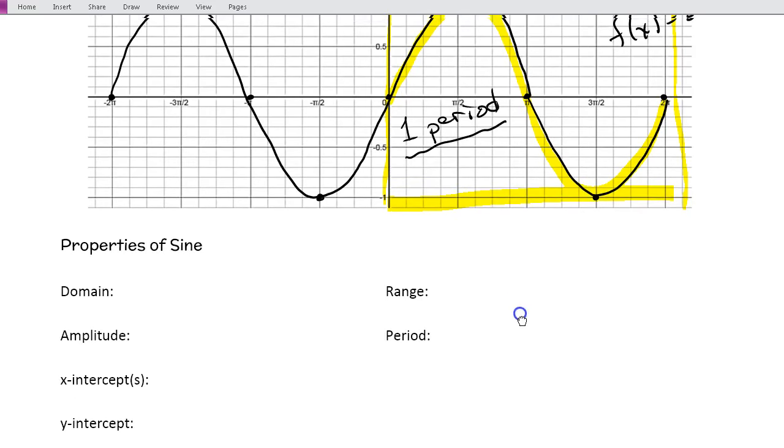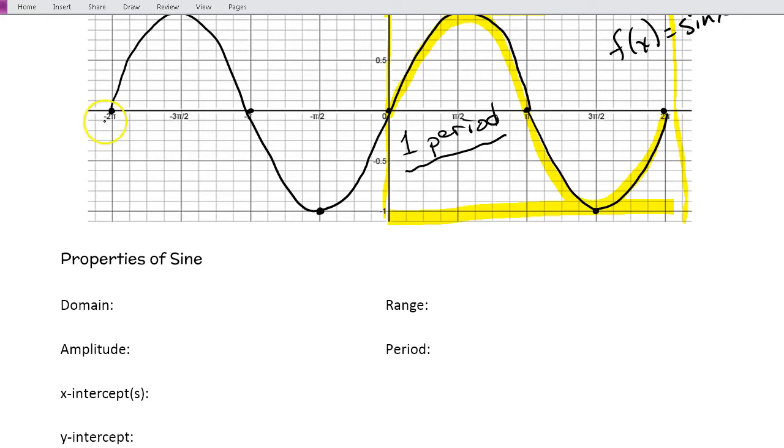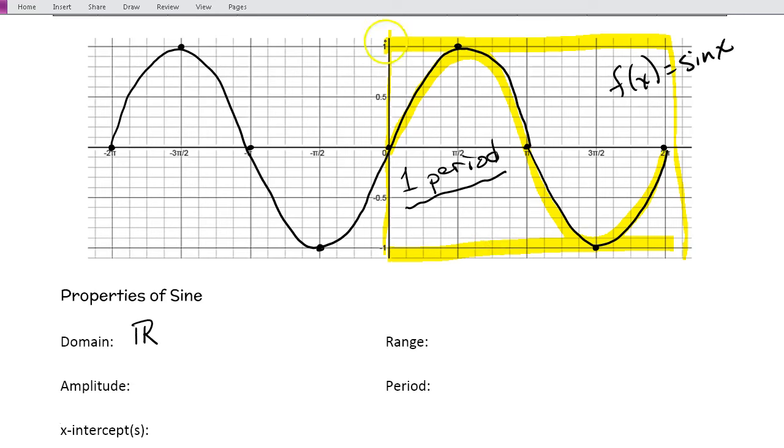So we want the domain. Now in this graph we've only drawn 2 cycles of it, but really it's going to continue on forever to the left and to the right. So our domain is going to be all real numbers. Then for our range, we can see that the highest value it goes to is 1, and the lowest value it goes to is -1. So our range is going to be all values of y between -1 and 1.